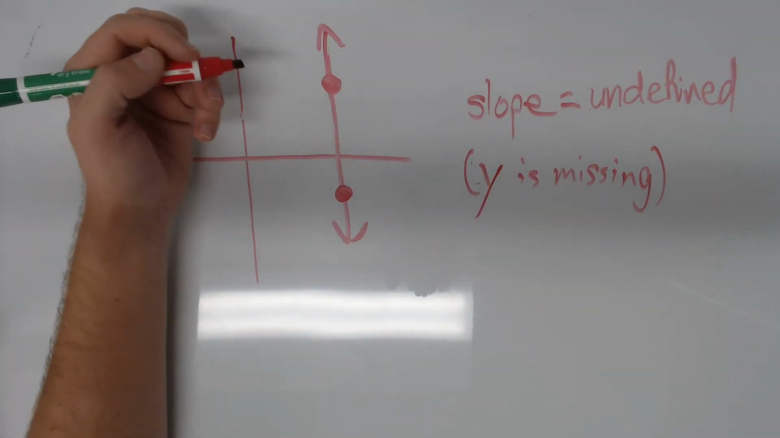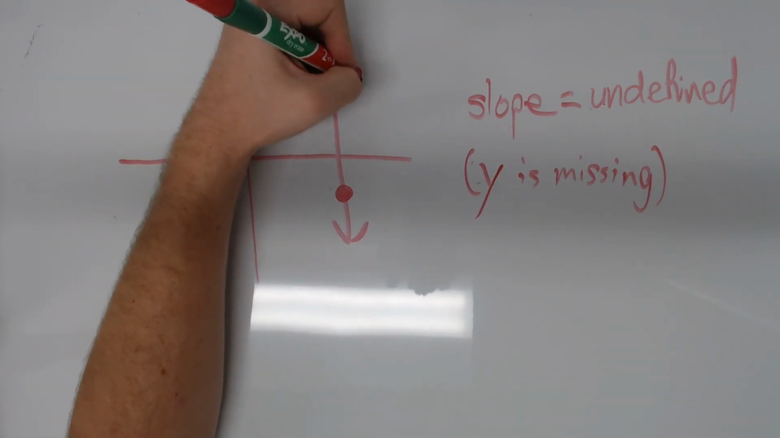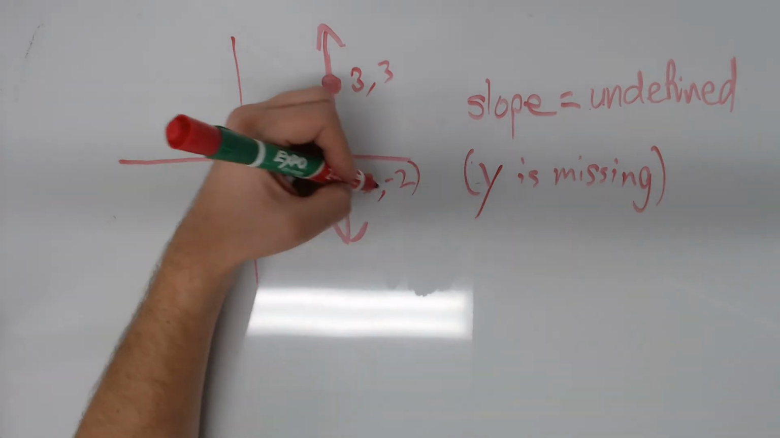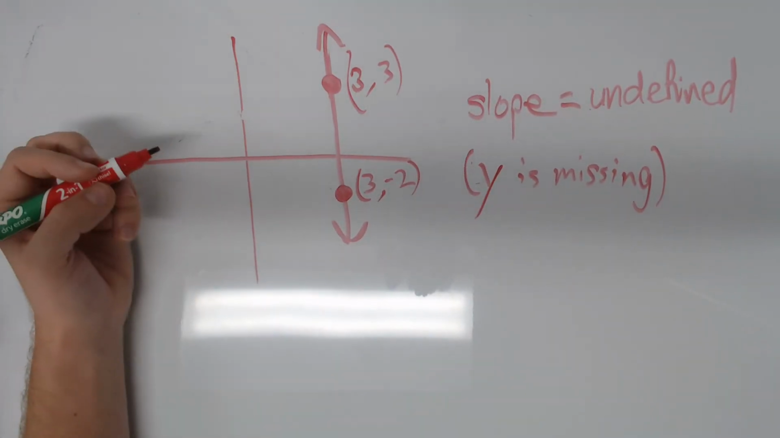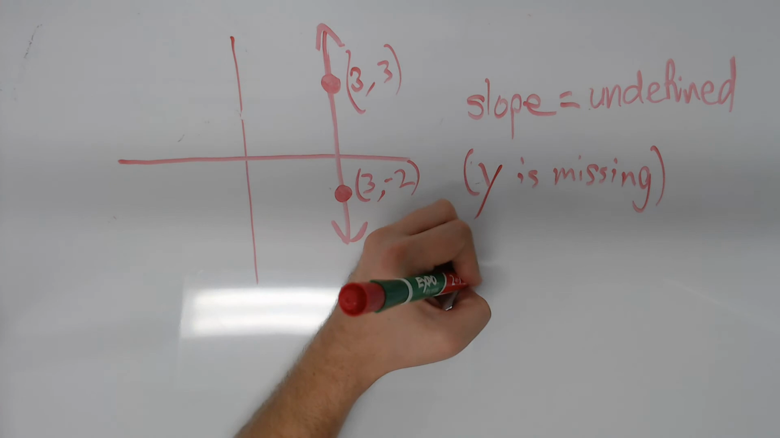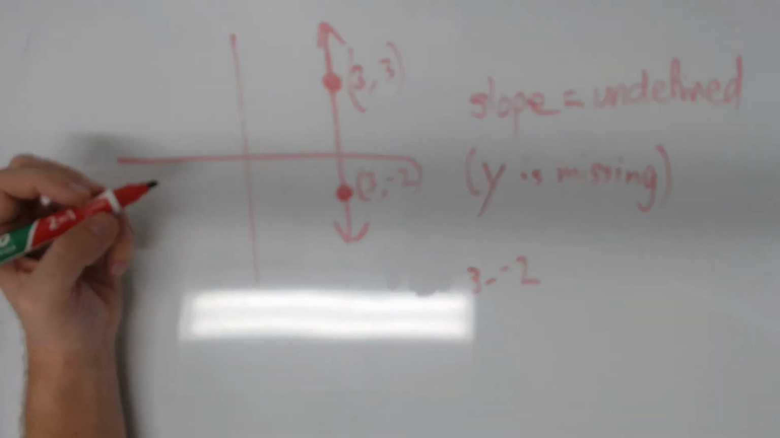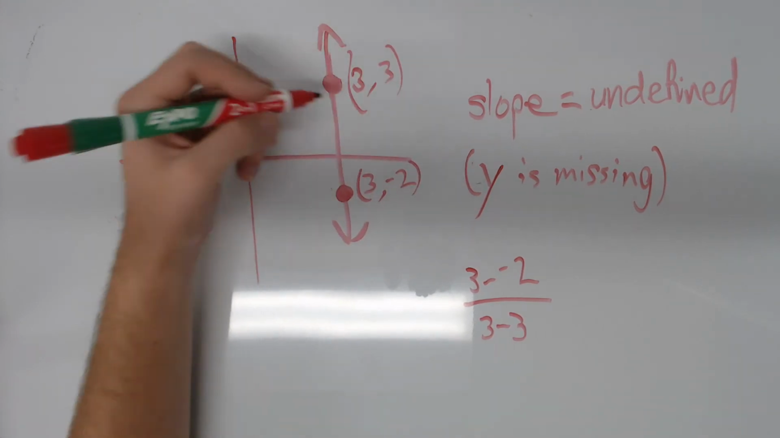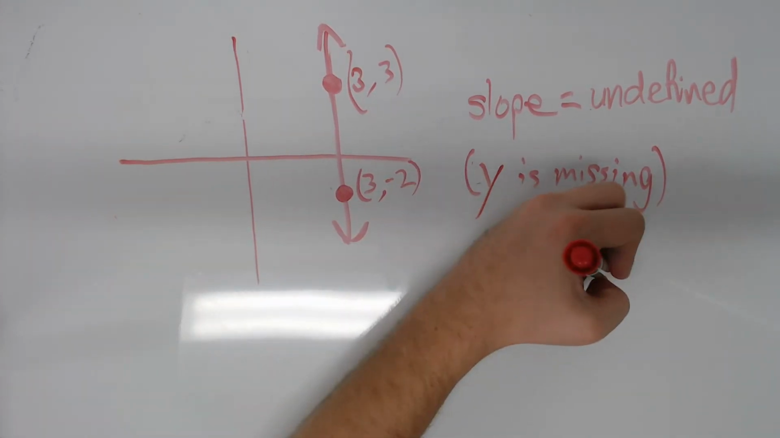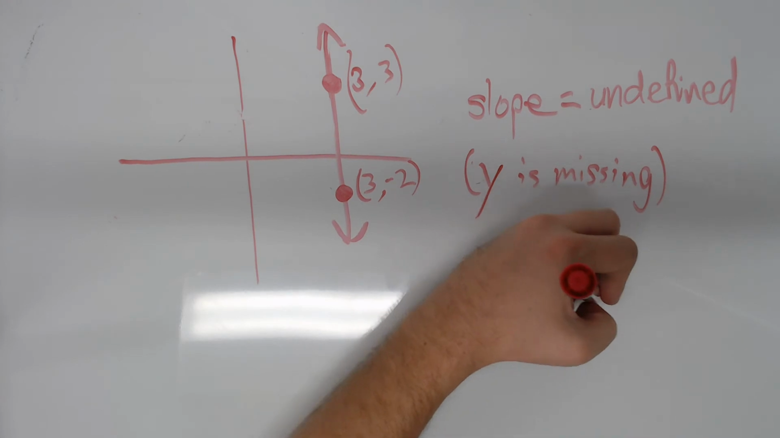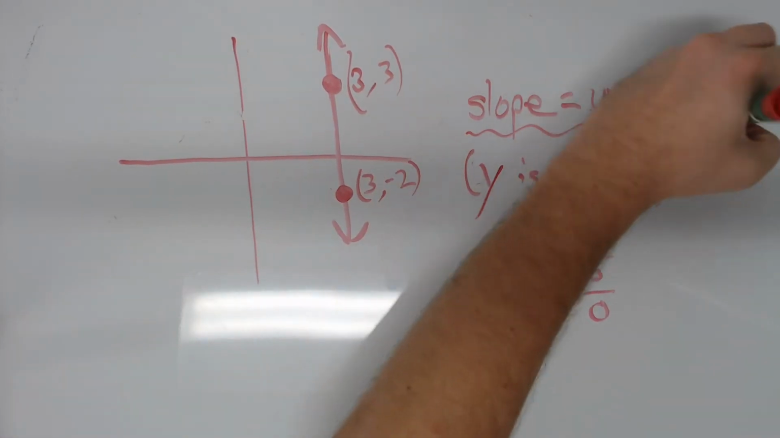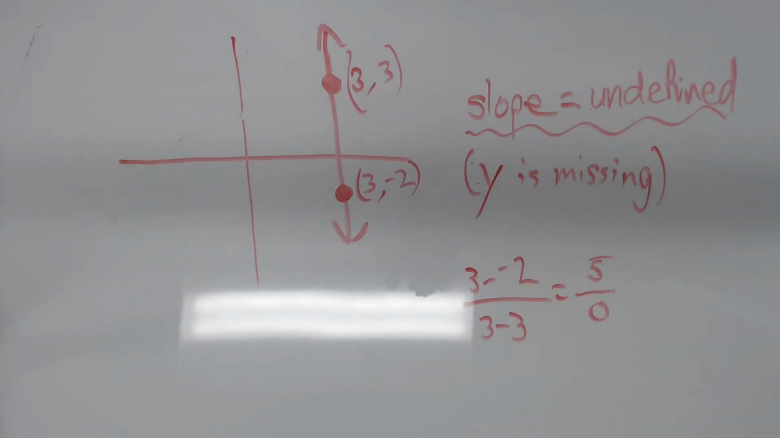So slope is undefined because, let's say this is (3, 3) and (3, negative 2). Let's actually find the slope. If I do 3 minus negative 2 on top and 3 minus 3 on bottom, change in y over change in x, 3 minus negative 2 is 5. That's all good and dandy, but 3 minus 3 is 0. I can't divide by 0. That's why we call the slope undefined. There's not a way to actually calculate it when it's a vertical line.